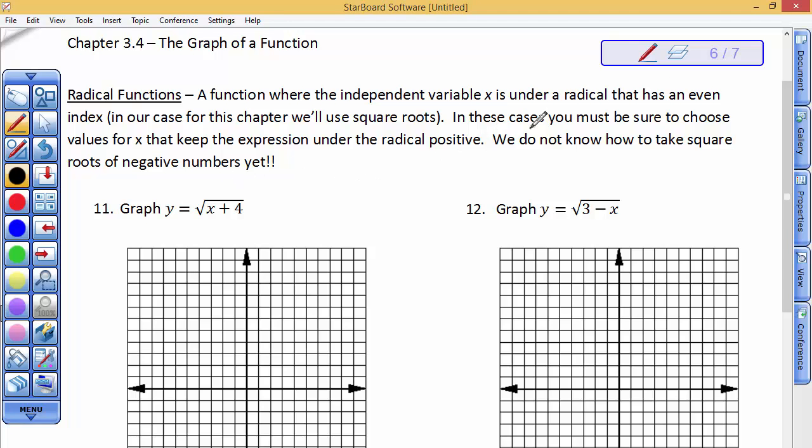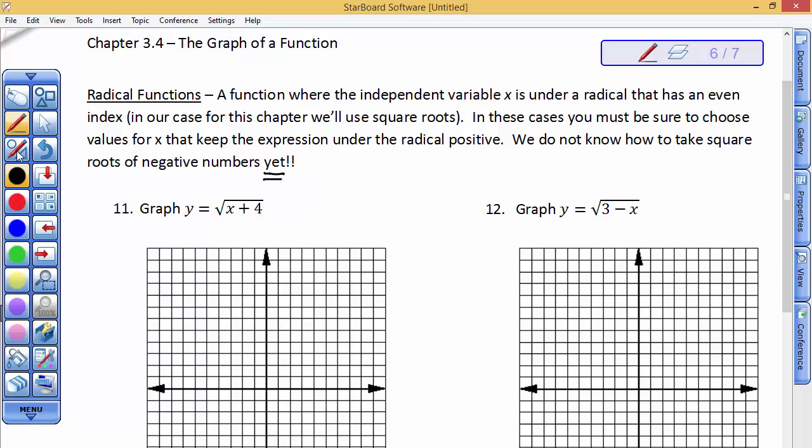In these cases, you'll be sure to choose values for x that keep the expression under the radical positive, because right now we do not know how to take the square root of negative numbers. Not yet, anyway. So we have to pick values for the domain of these functions that will work so that we don't have to evaluate the expression for x to be negative. So you see this positive 4? If I used a negative 4 for x and added 4 to it, I'd get 0. And the square root of 0 is 0.